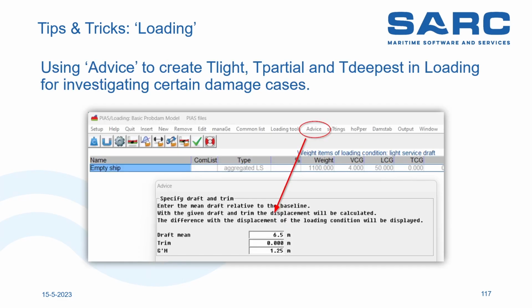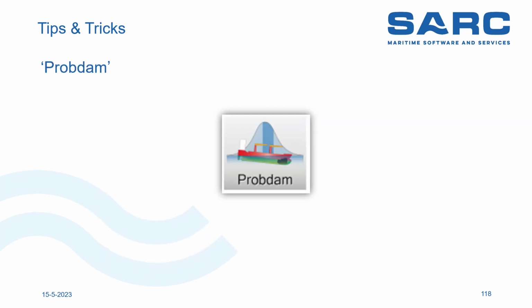If you want to investigate certain damage cases in loading, you can easily create a light, partial, and deep subdivision draft by making a new loading condition, pressing advice, entering the draft, trim, and GM values, and you have a loading condition with no compartments, but correct displacement.